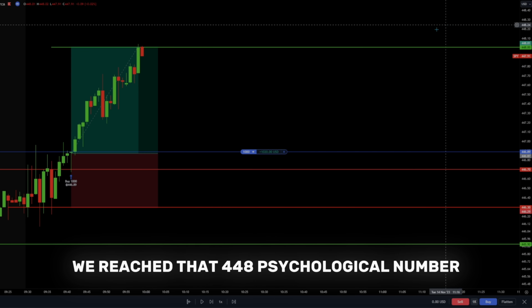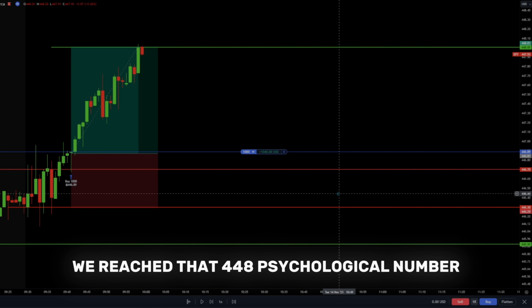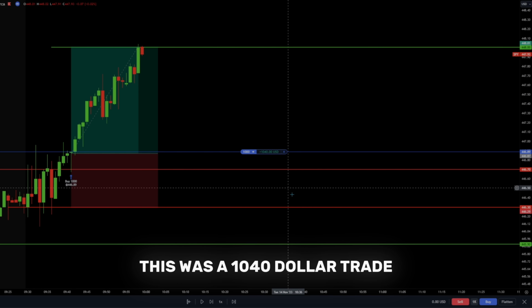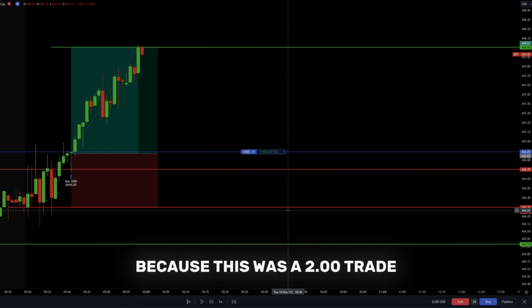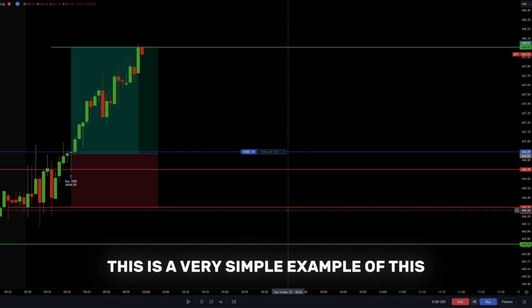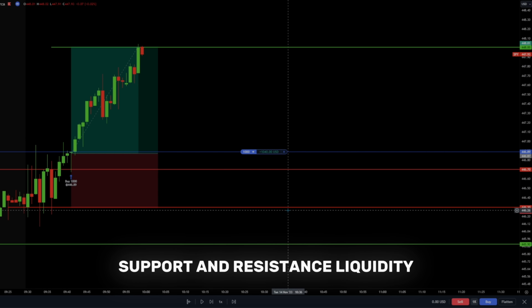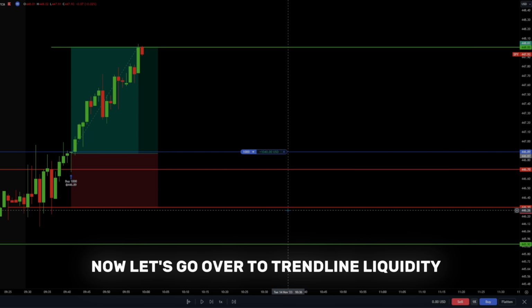And just like that, we reached that 448 psychological number. This was a $1,040 trade, meaning if you were to risk $500, you would have made $1,000 because this was a 2.0 trade. This is a very simple example of the support and resistance liquidity. Now let's go over to Trendline liquidity.